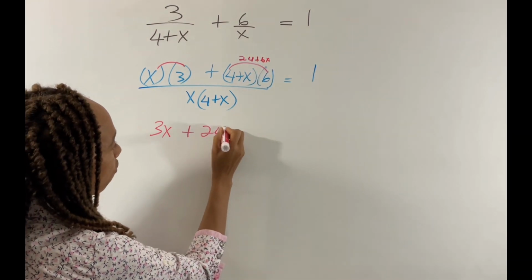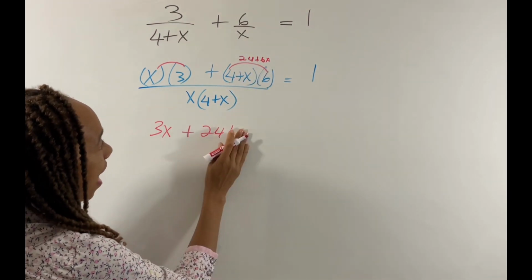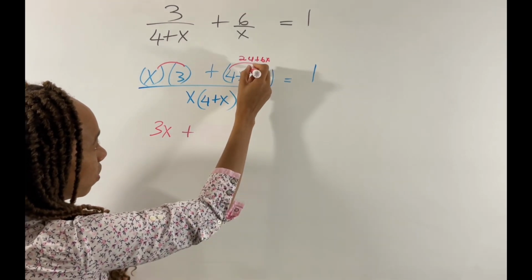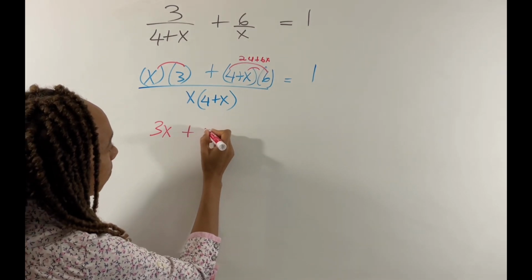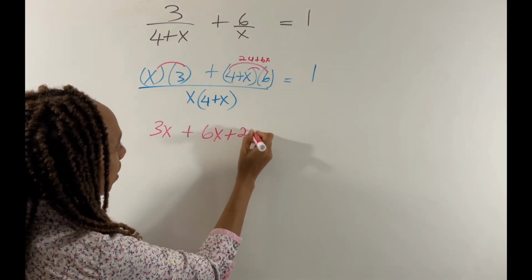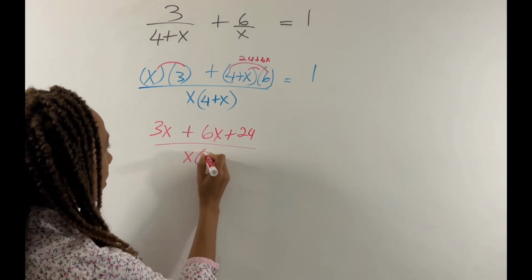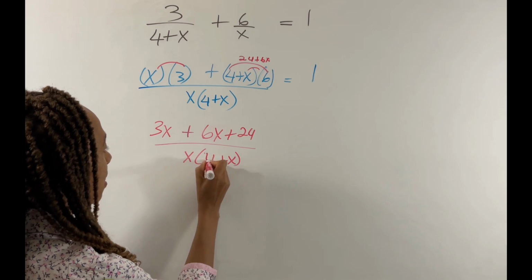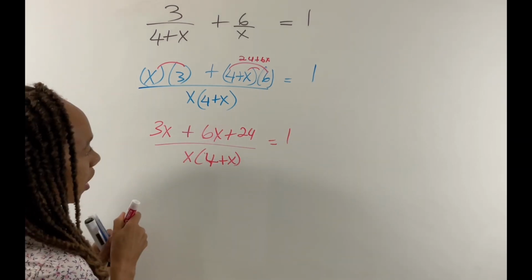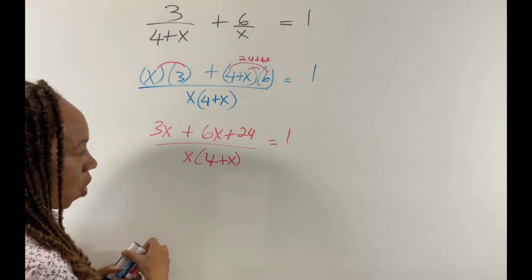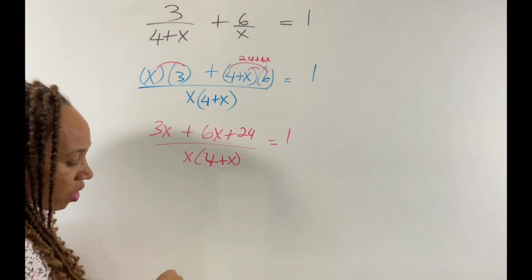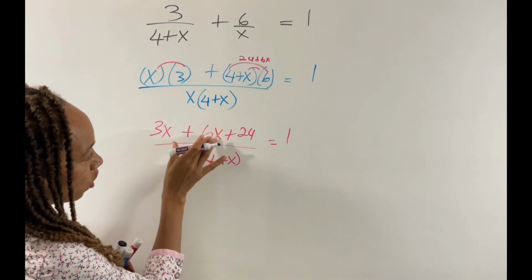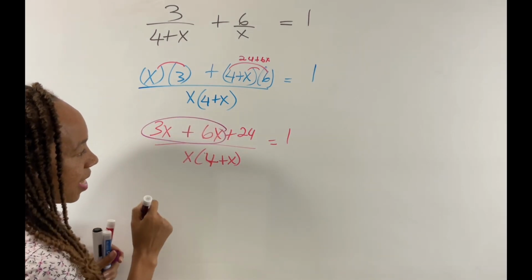And you can write it here, 24 plus 6x. But writing it here, I like to write my things in standard form. So this is the reason why I did it here. All right. So I'm going to put my 6x first plus 24 over x parentheses 4 plus x close parentheses, and then set that equal to 1. So we have like a proportion here. So you can go ahead and cross multiply now. And the next step is to combine all like terms. We have the 3x there with the 6x.